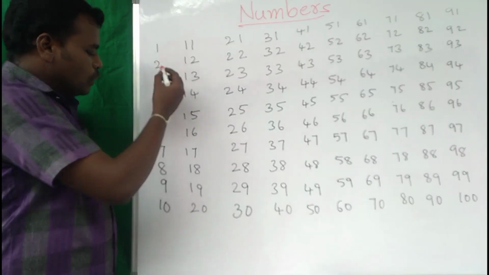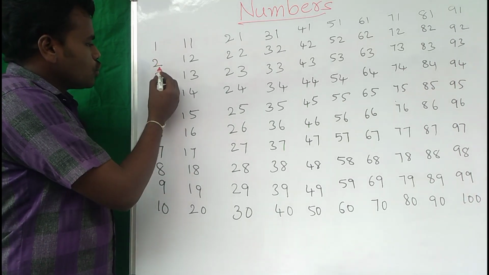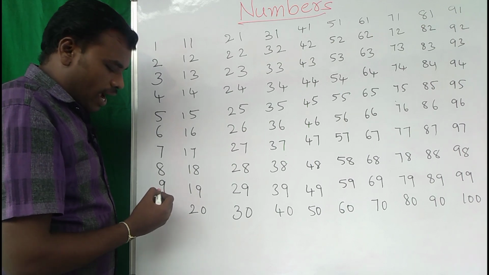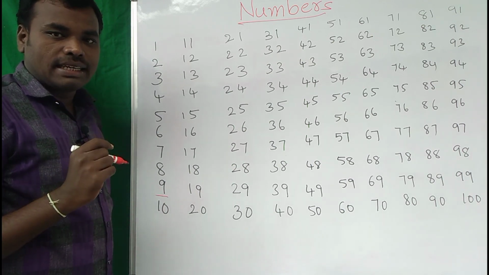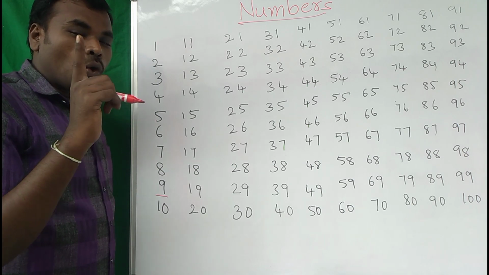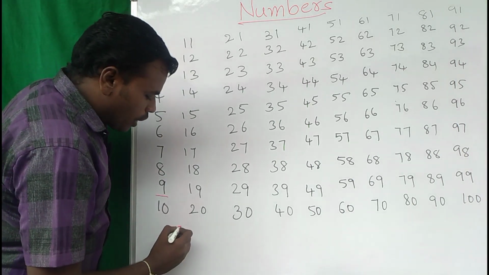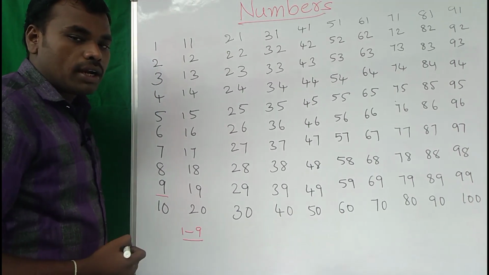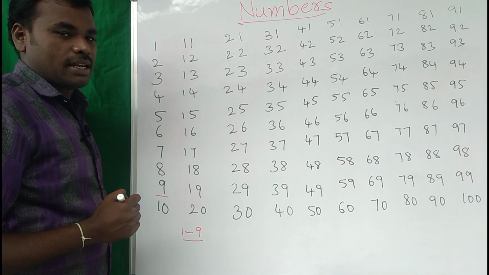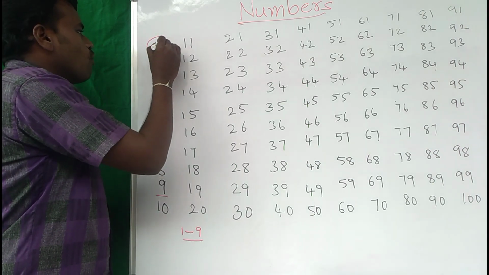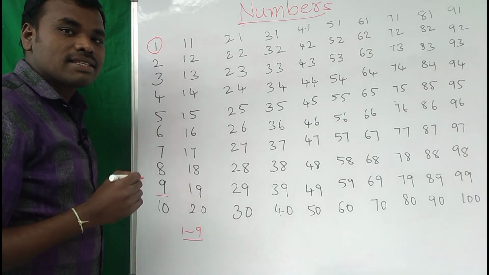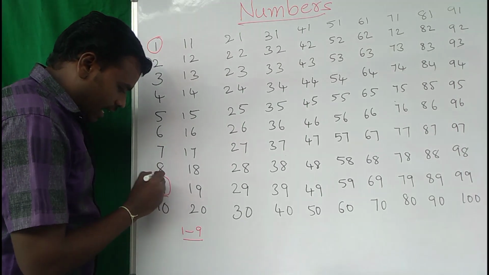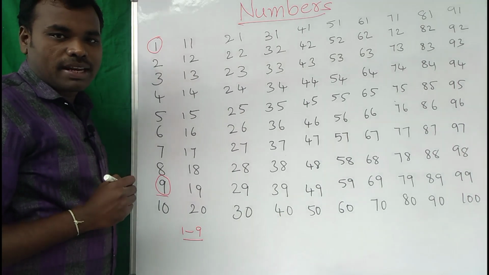From 1 to 9, see here: 1, 2, 3, 4, 5, 6, 7, 8, 9. Up to 9, we have only one digit. So from 1 to 9, these are called one digit numbers. In these one digit numbers, the smallest number is 1 and the biggest one digit number is 9.